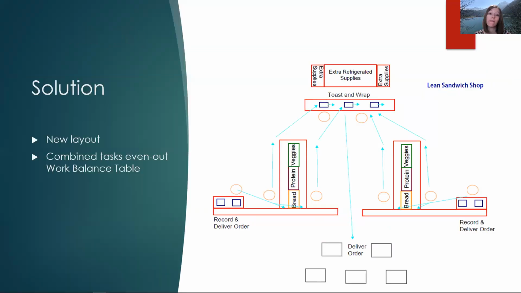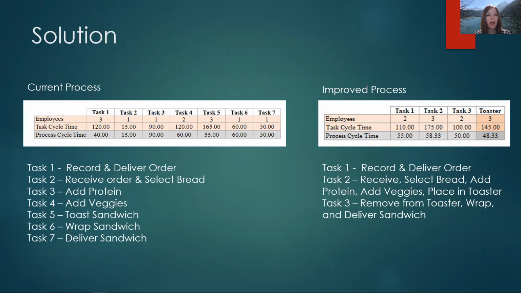With the solution, we designed a new layout that is going to facilitate greater flow. We've additionally combined a lot of our tasks to even out that work balance table that we'll see in just a minute. When we look at the way this system currently is, we have those 7 different tasks. As we looked at improving the process, we combined those into just 3 different tasks. Task 1 is the same, and task 2 now includes one employee receiving the order, selecting the bread, adding the protein and veggies, and additionally placing it in the toaster.